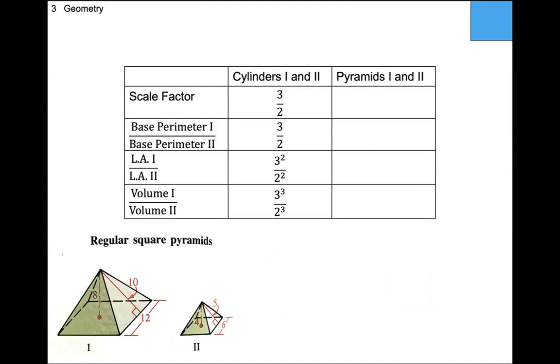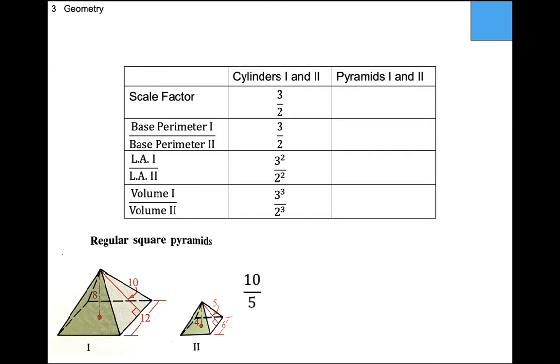All right. Now, even before I do it to my second set of shapes, these ones right here, you can make a prediction that if I can find the scale factor, then I can complete that column just by following the previous column's pattern. The base perimeter ratio should be the same as the scale factor. The lateral area should be the scale factor squared, and the volume should be the scale factor cubed, I'm sorry. So let's see if that's true.